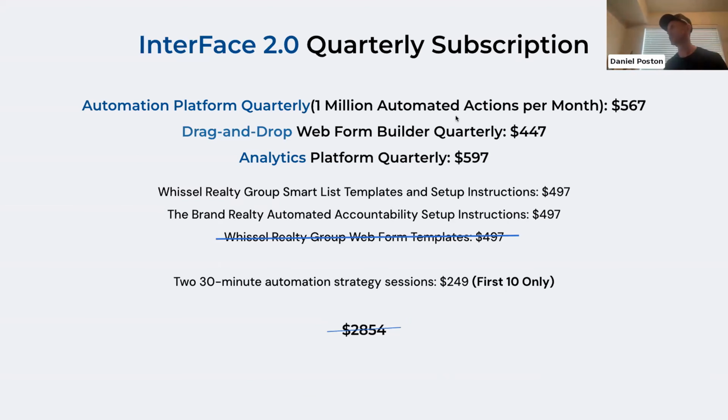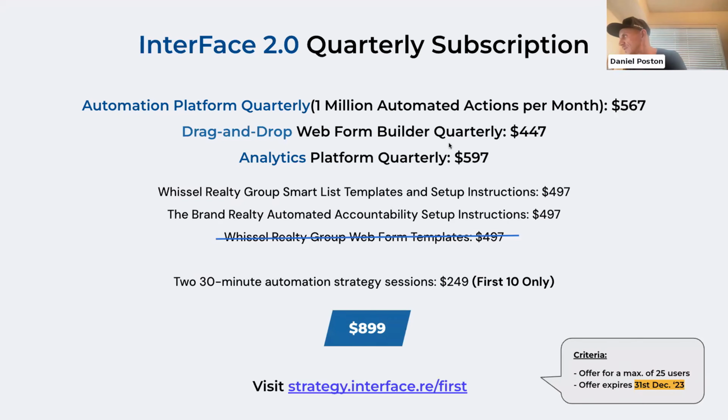We also have another option. If you just want to go quarterly right now, for a quarterly subscription of each of these, we're going to include the Smart List and Brand Realty add-ons and 2 30-minute automation strategy sessions. The regular price on that would be $28.54. If you are ready to move forward now, you can get that for $8.99. Again, this is only good till December 31st, and once we hit 25 total users, combined quarterly and yearly. We're not going to be onboarding more than 25 right now, just to make sure we can handle everything.